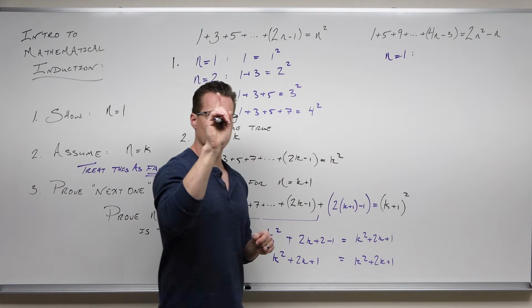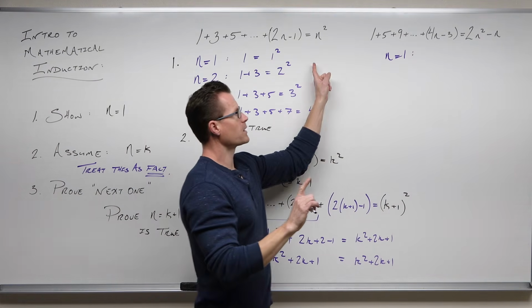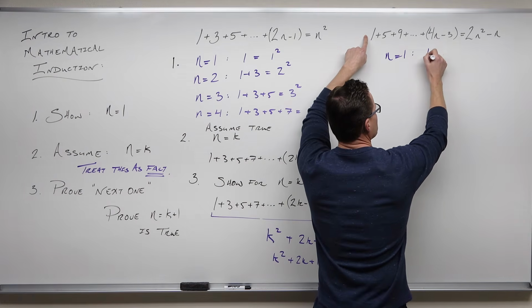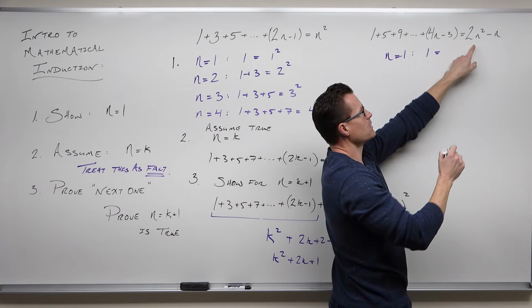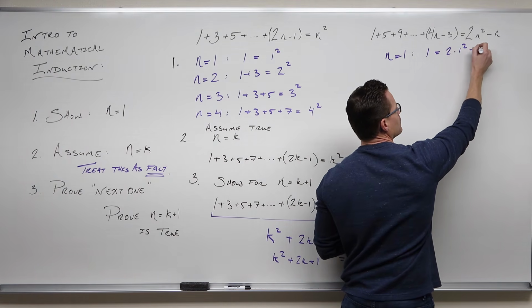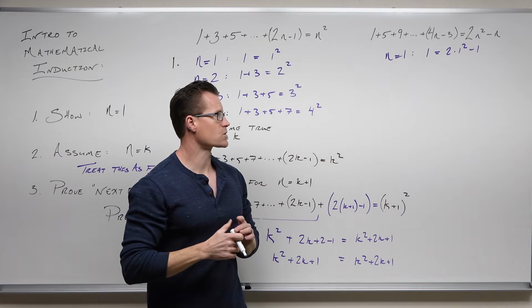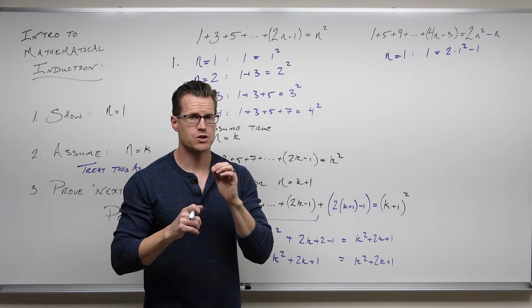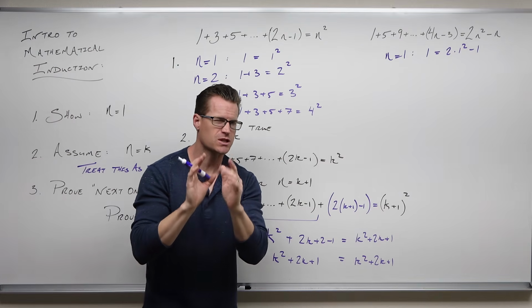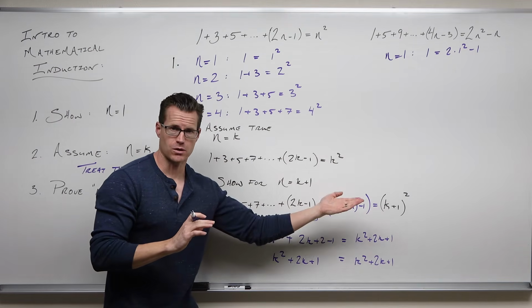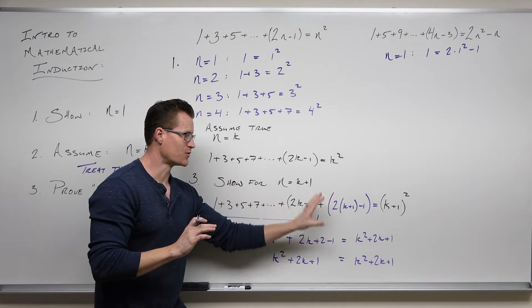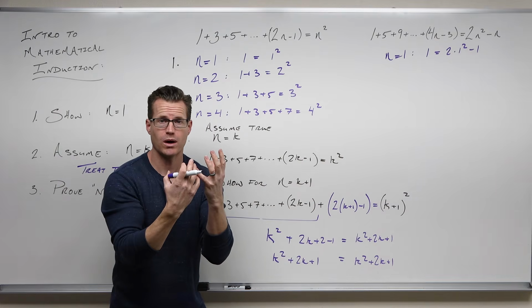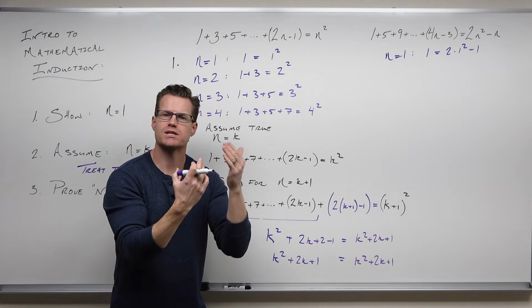Does it hold true for 1? So if I plug in 1, I would get 1. Is that equal to 2 times 1 squared minus 1? Remember, I'm showing the first one because I have to have somewhere for this domino to start, somewhere to say, yes, but I proved the next one will be true. What's the one after 1? 2. I've proved the second one's true.